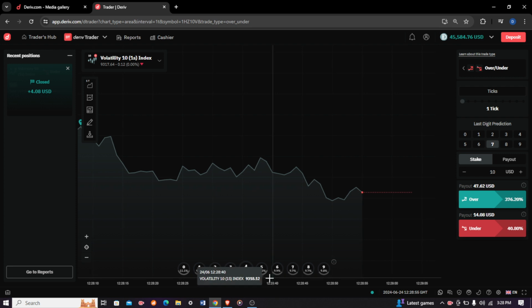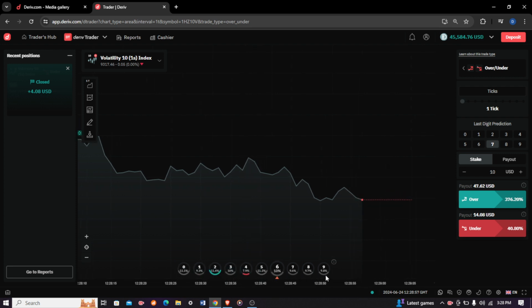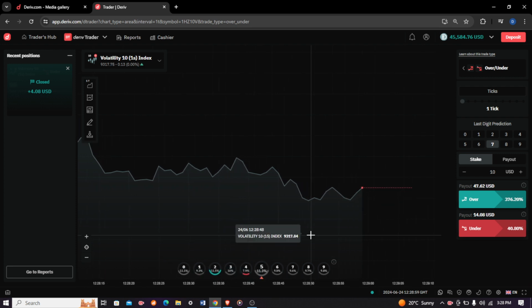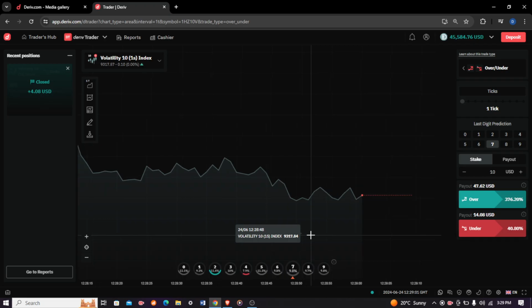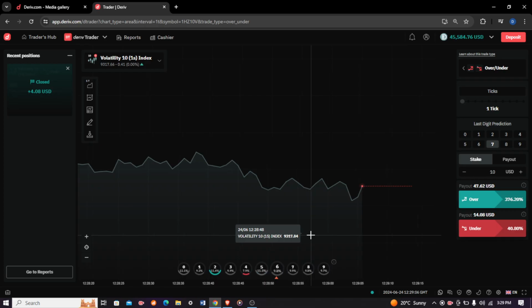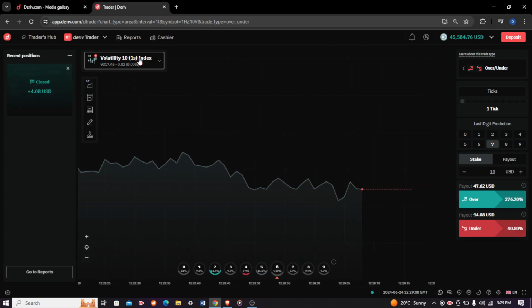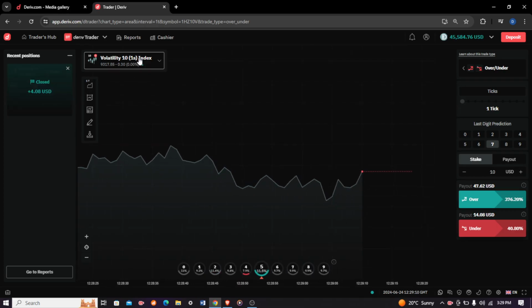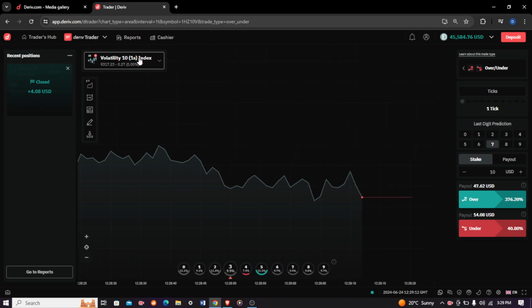Like now you can see it's at 6. When you see it has gone to touch 4, immediately it touches 4, immediately place under. But if it touches 4 and then leaves, or it touches 9 and leaves, don't place a trade. Don't forget that. So that is basically under 7. I hope you have understood it, which works the same as over 3.